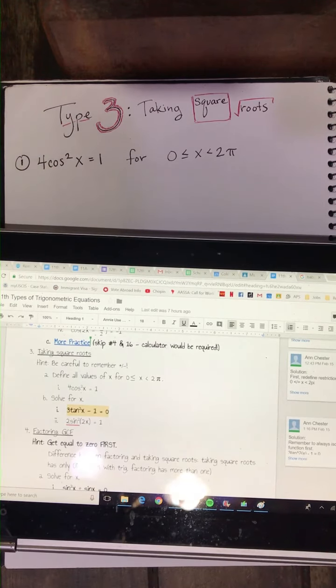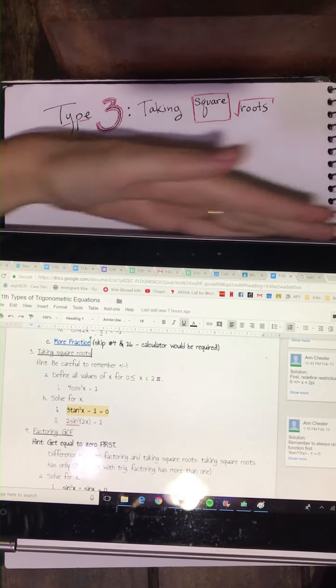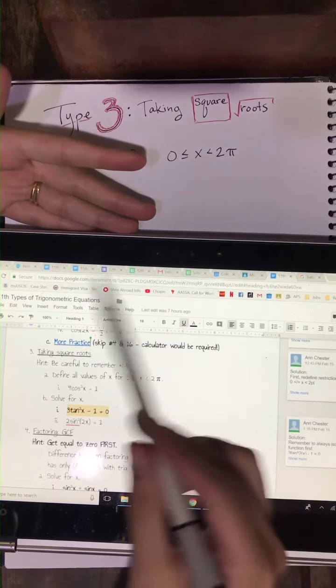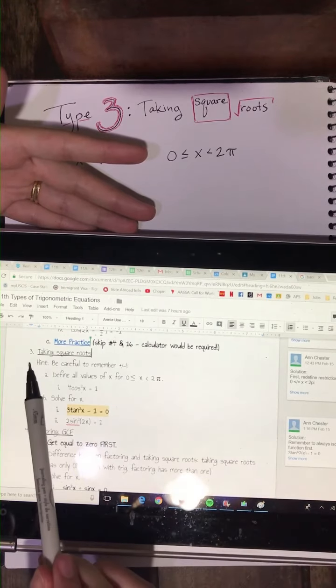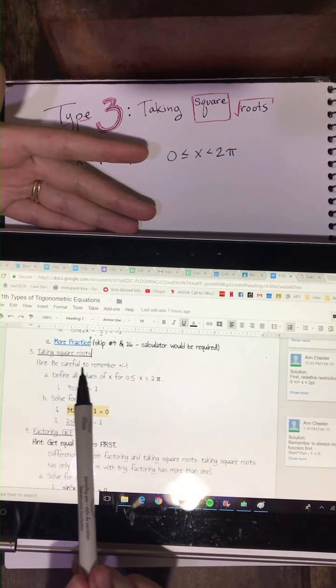Hey y'all. All right, on to type 3, taking square roots. Now I've put my computer here so that you can all see that you should also have your computer open. And I've scrolled down to type 3, taking square roots.